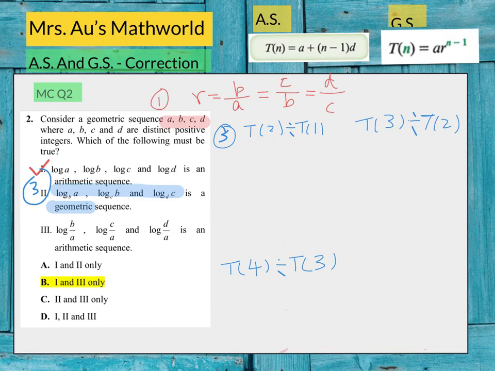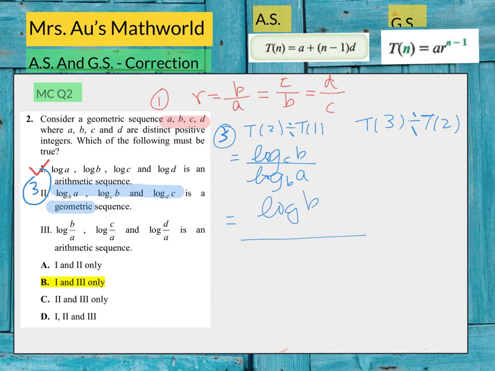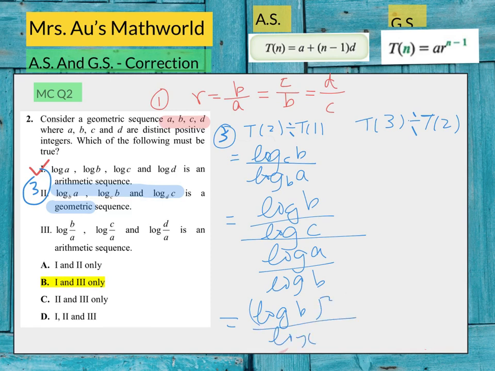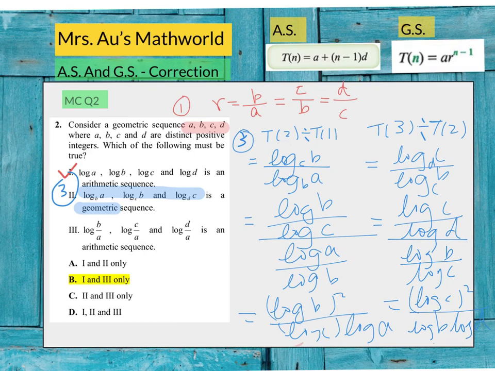Okay, so let's see. Step 1, we substitute. And then step 2, we use the change of base formula. So you will see log B perfect square, and then log C log A. Okay, and then the third one. After some calculations, you see that these two are not really likely to be the same.